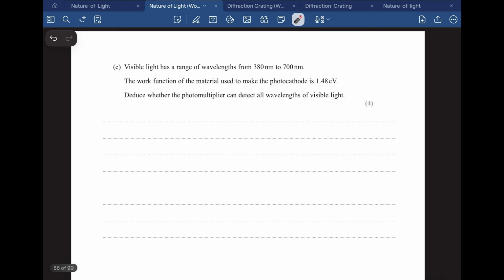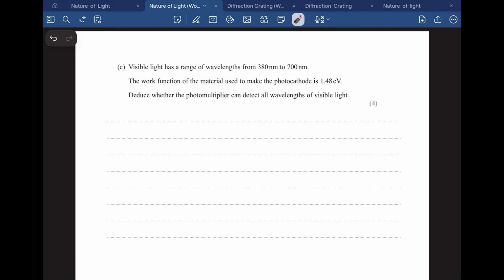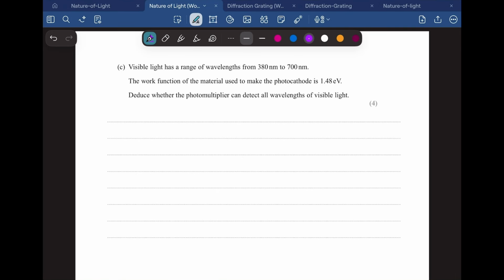Moving on to the next question, it says visible light has a range of wavelengths. The work function of the photocathode is 1.48 electron volt. Deduce whether the photomultiplier can detect all wavelengths of visible light. Now we know a formula, which is E = hc/λ. We know E = hc/λ.